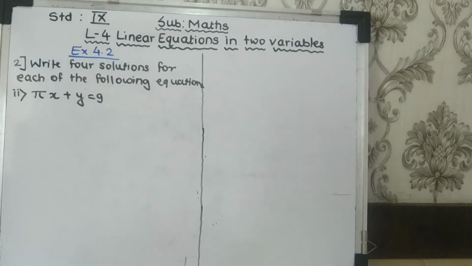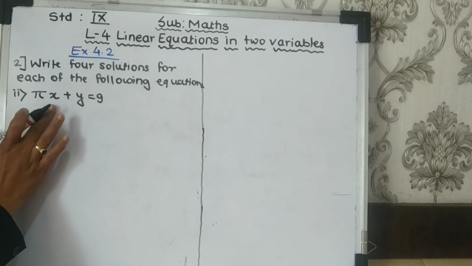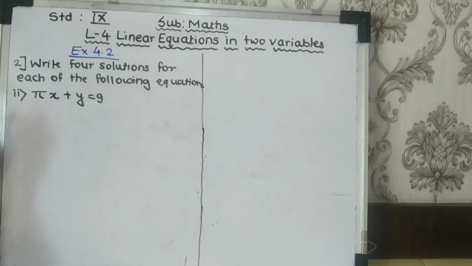So let us see this one. The second one says: write 4 solutions for each of the following equations. The 4 solutions we are going to write down. Now while writing those 4 solutions, either x value or y value we are going to put. First of all find out the variable which is attached with a coefficient, right? If a coefficient is already there on one variable and the other is simply a variable, then put the value for the variable which is given with the coefficient.